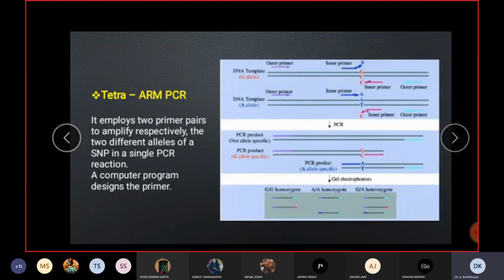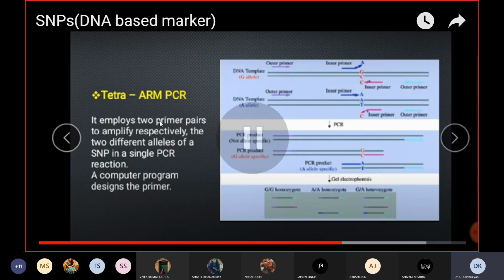Tetra-arm PCR. It employs two primer pairs to amplify respectively the two different alleles of a SNP in a single PCR reaction. A computer program designs the primer. All of us have two alleles, right? For each gene, we all have two alleles, one from either parent, right? So in this case, there is commercially available software which will design primers for you. You don't even need to do this. They will do the primer design, and all you need to do is use those kits for detecting the SNPs.